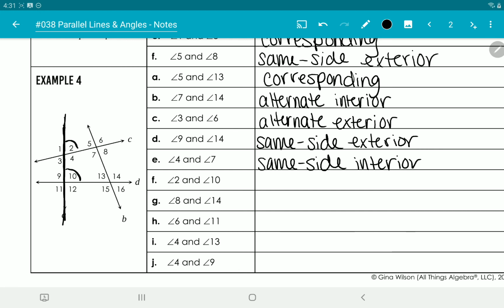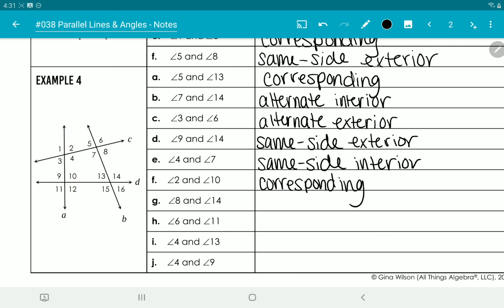So we have to check and see if it's corresponding. You can see this is in the top right corner here. This one's also in the top right corner of the 4 that are created at the intersections. Top right corner, top right corner. So they are corresponding because they're in the same positions.